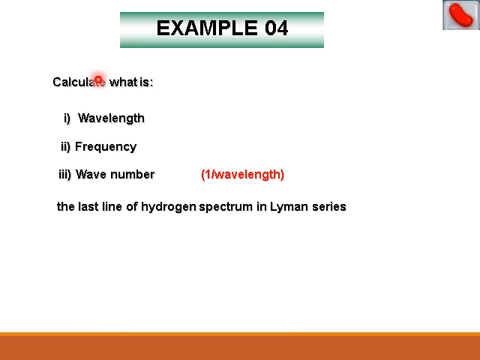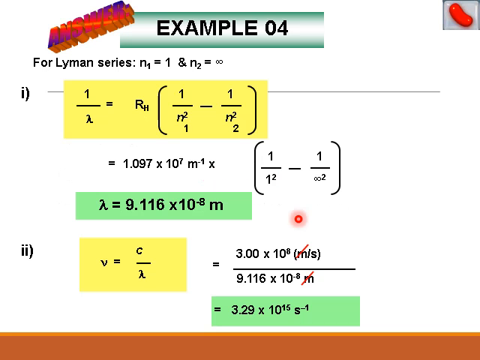Next, the question is calculate the wavelength, which means lambda, frequency nu, and then wave number, which means 1 over lambda. The last line of hydrogen spectrum in Lyman series. Lyman series actually is n equal to 1. The last line of hydrogen spectrum is referred to n equal to infinity. So before you answer the question, you must get the idea. Last line is referred to n equal to infinity. Lyman is n equal to 1. Formula, substitution, final answer with correct unit. So lambda is in meter.